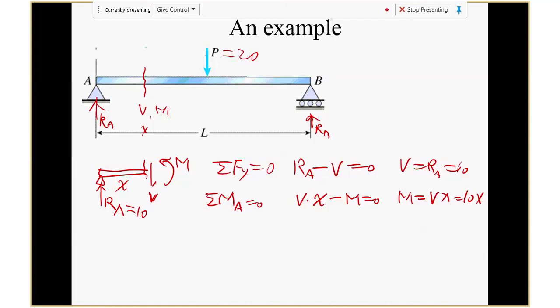Here's another homework assignment for you: find out what's the V and M here. We'll talk about that next time. I want to stop here and leave some time so we can talk about the exam.